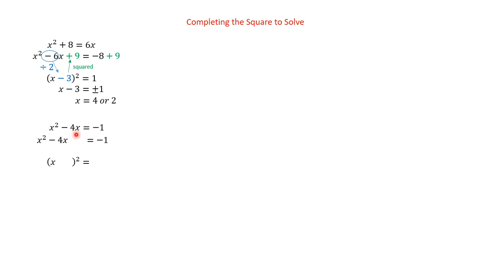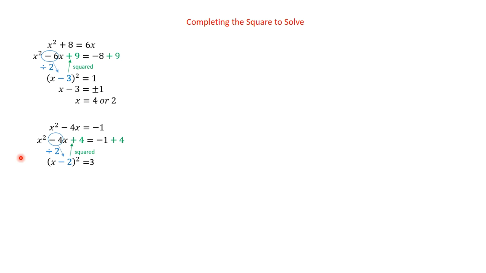Now we're going to take this number and divide by 2. Negative 4 divided by 2 is negative 2. Then we're going to take that number and square it, and so we get plus 4. If we add 4 there, we have to add 4 to the other side. Negative 1 plus 4 is 3.